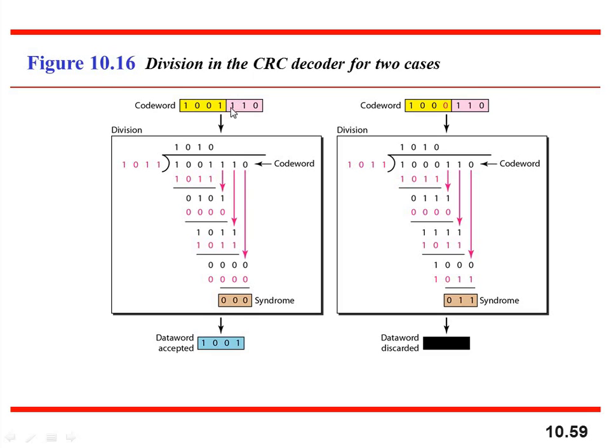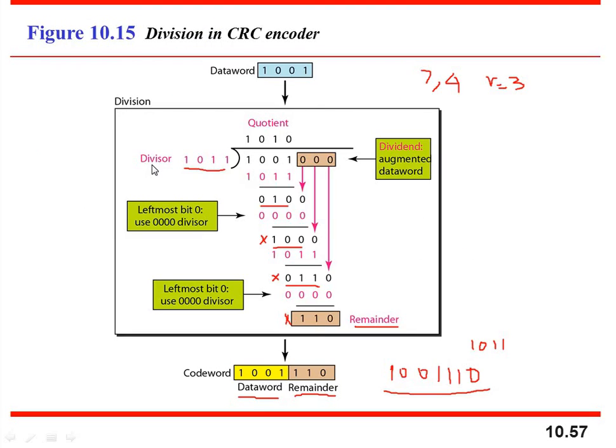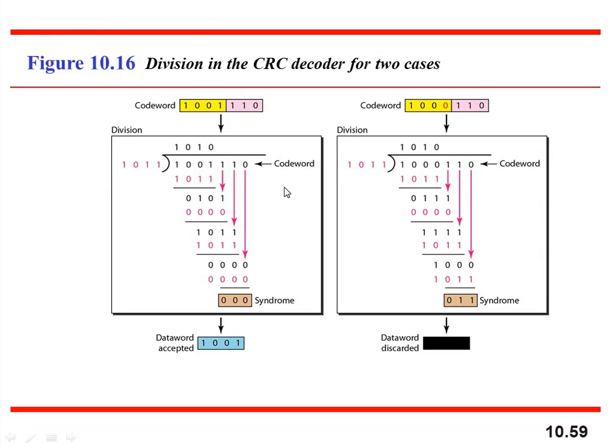Now here you can see the example that 1001110 is the code word received. Now what was the divisor at that time? 1011. You just go to the previous case and see, here it is 1011. The code word generated is 1001110. Now the same code word you have received and the same divisor you have used. Now again the same methodology.